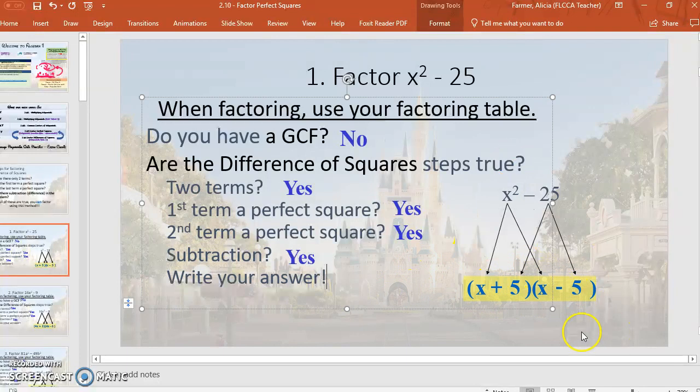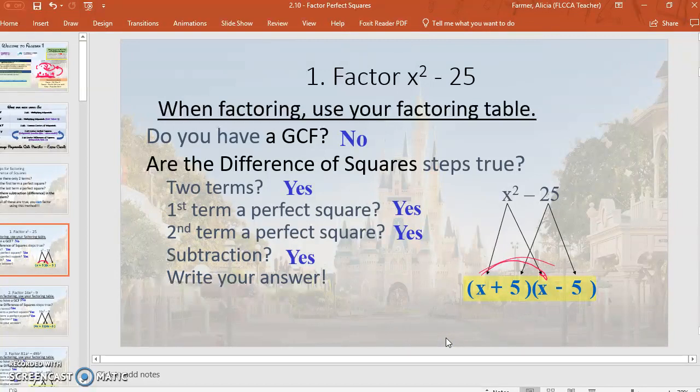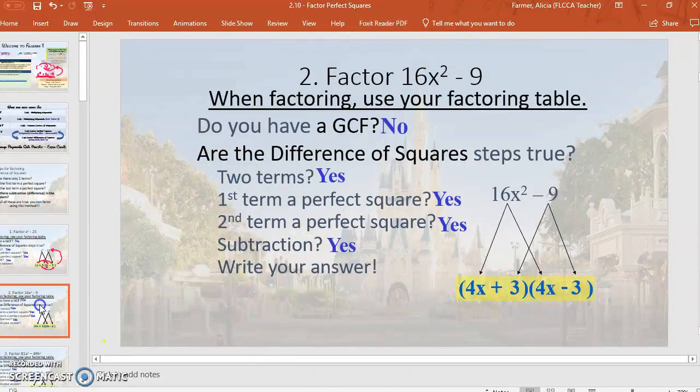So if you were to FOIL this out, first, outer, inner, and then last, and simplify, you're going to get this guy. You're going to get this top answer. We're just going backwards. It's like I'm giving you the answer and you tell me what the two binomials are that multiplied to make that.